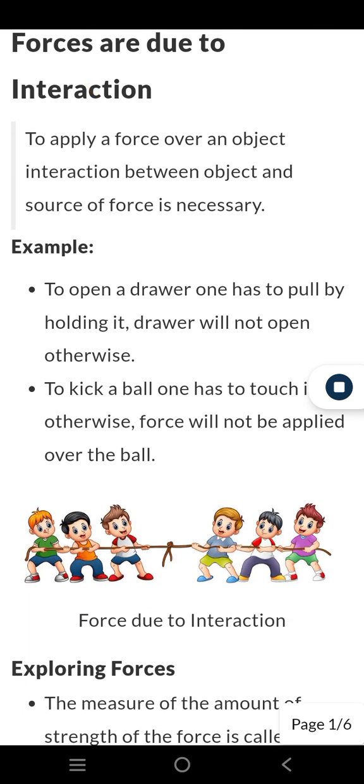Example: to open a drawer, one has to pull by holding it. Drawer will not open otherwise. To kick a ball, one has to touch it, otherwise, force will not be applied over the ball.